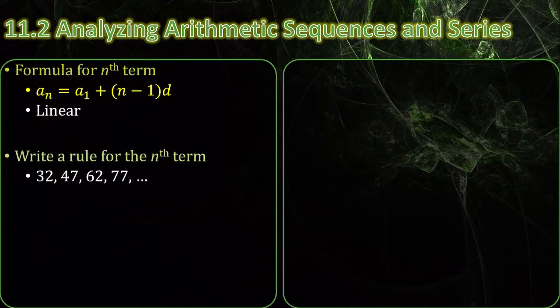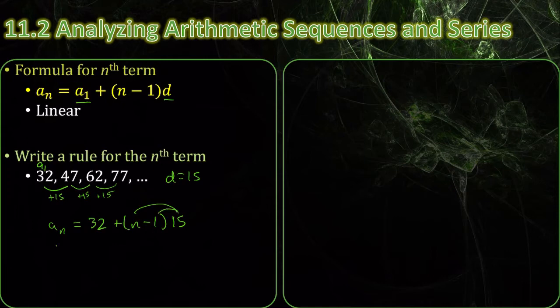Let's write a rule for the nth term. Well, we need to know a1. That's easy, that's your first term. And we need to know d. So what are we adding here? Looks like we're adding 15. So our d is 15. So we have an equals a1, which is 32, plus n minus 1. And remember, n is your variable, it's like x, times d. And we just found d was 15.